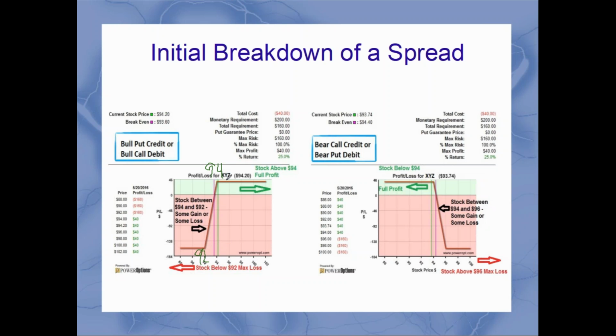As long as the stock stays above 94 in both the bull put credit or the bull call debit, above your short strike price, you'll receive the maximum profit. If the stock falls below the bought option and a bull put credit or a bull call debit, you'll receive the maximum loss.